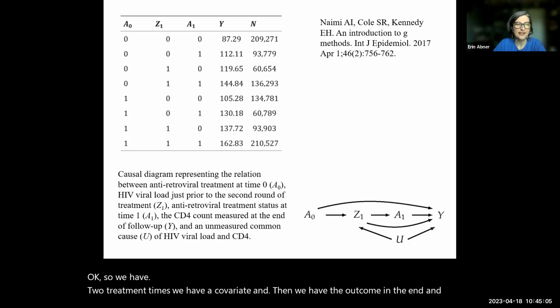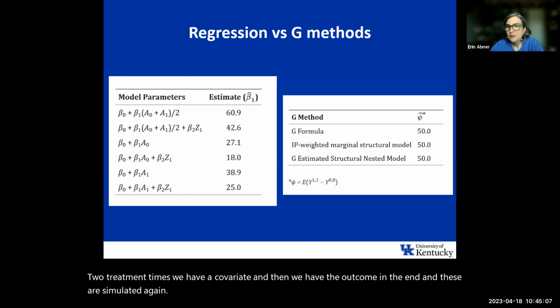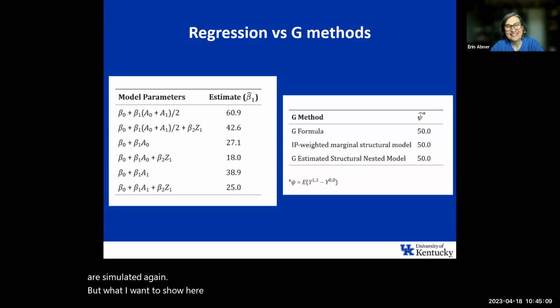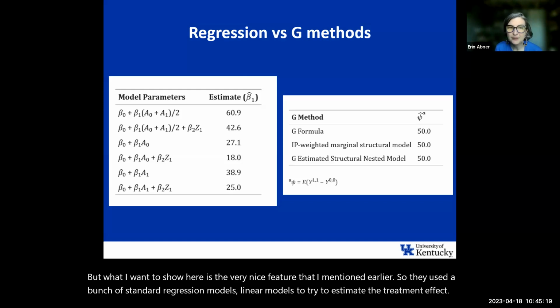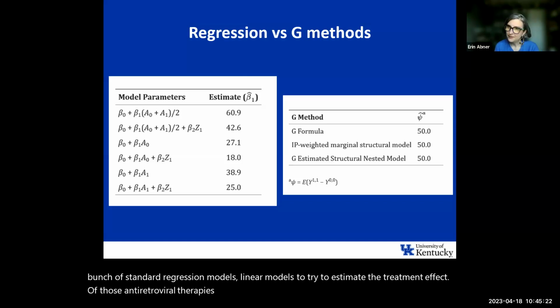And these are simulated again. But what I want to show here is the very nice feature that I mentioned earlier. So they used a bunch of standard regression models, linear models, to try to estimate the treatment effect of those antiretroviral therapies on the CD4 count at the end of follow-up.